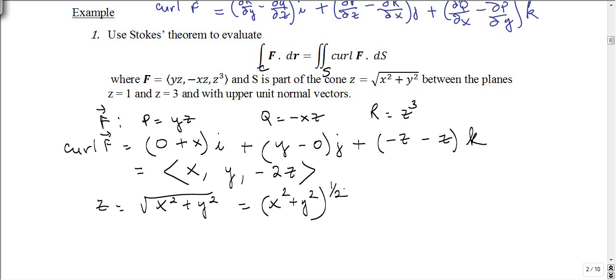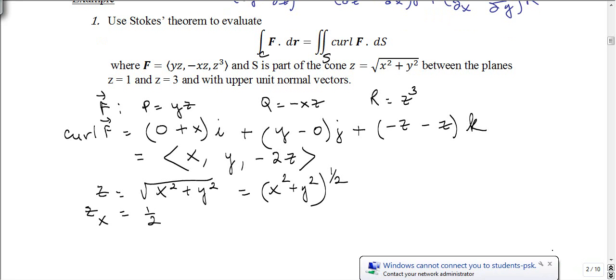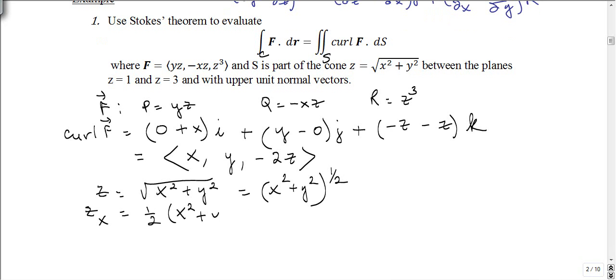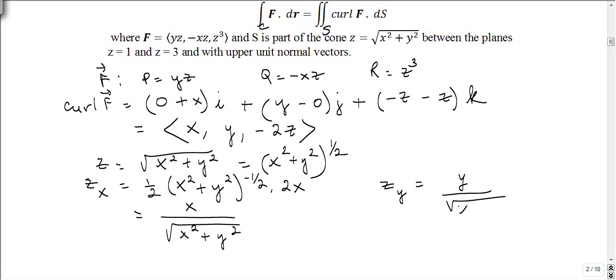Let's find the partials. Partial z with respect to x, that's a half. We're using the chain rule here, right? A half times x squared plus y squared to the minus a half, and we multiply by 2x. And this ends up being x over the square root of x squared plus y squared. And if you do the same thing for partial z with respect to y, you get y over square root of x squared plus y squared.